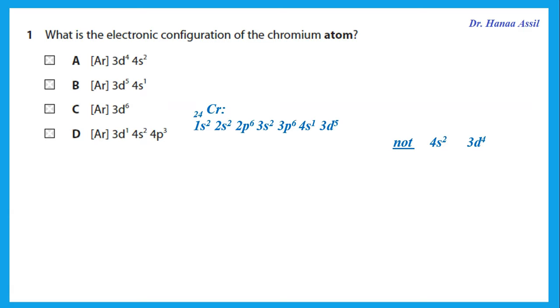In that case both the 4s and the 3d are half filled. And you should know that in the shorthand method, the 1s2, 2s2, 2p6, 3s2, 3p6 is the electron configuration of argon, which is 18. So the chromium atom is argon with 3d5, 4s1.